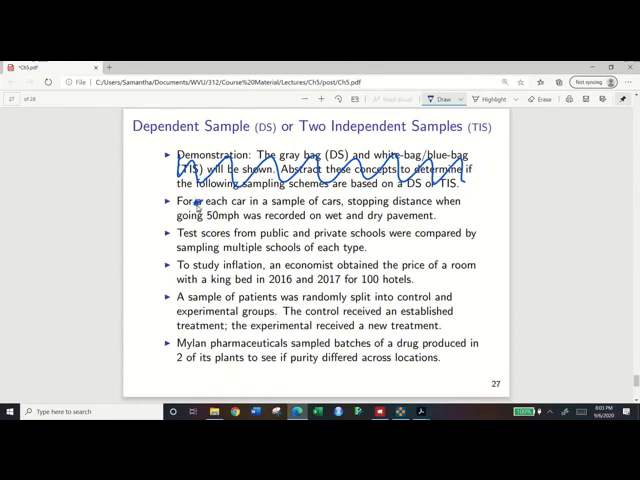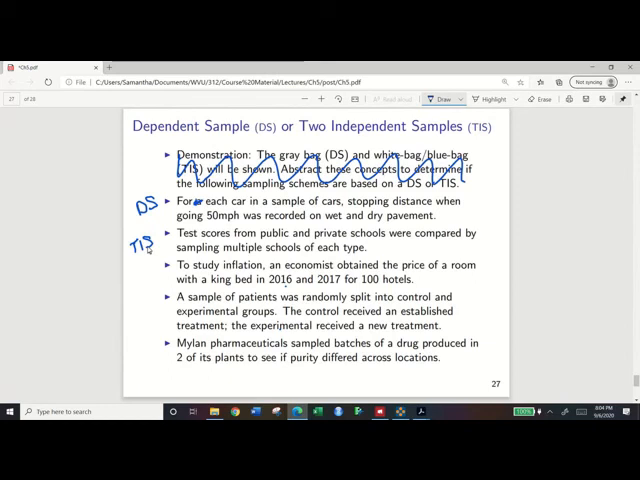in a sample of cars, stopping distance when going 50 miles an hour was recorded on wet pavement and then again on dry pavement. As we are comparing the same car going into two different situations, to me, that is going to have a natural pairing, so therefore this is going to be a dependent sample. Our next one says that test scores from public and private schools were compared by sampling multiple schools of each type. There's no natural pairing that I'm aware of in this situation, so I'm going to call this a two independent sample situation.